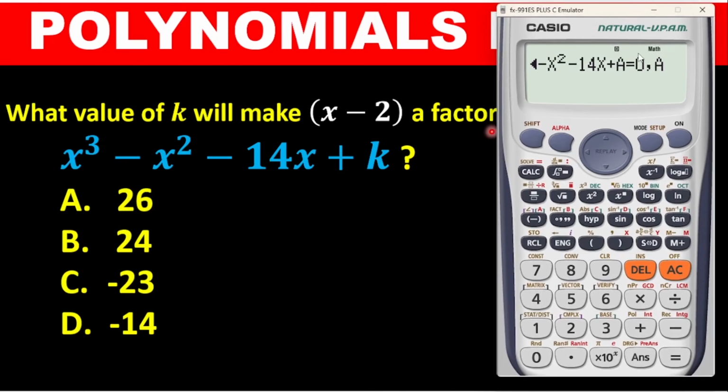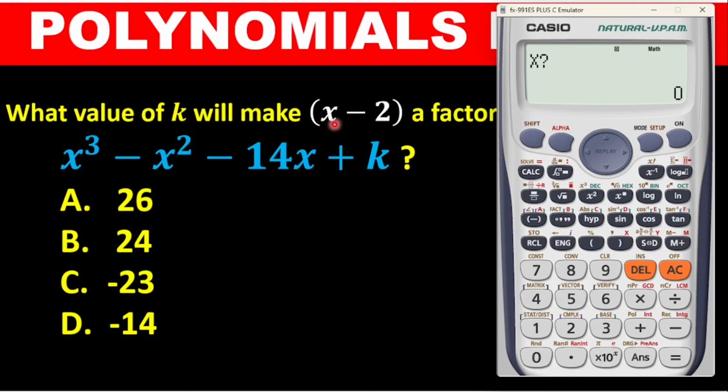So how do we get the a? This is how we go about it. You must first press shift. So I press shift, and then you press the calc or the solve button. So I press the calc. The calculator will ask you what value of x you are going to use to find the value of a. How do we get that value?